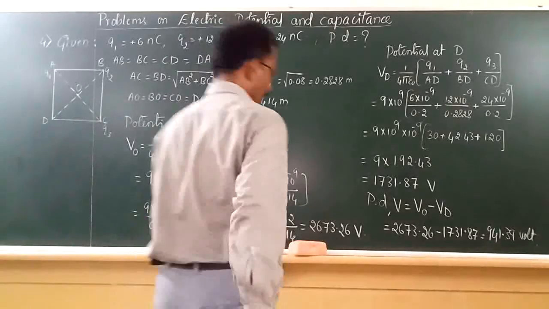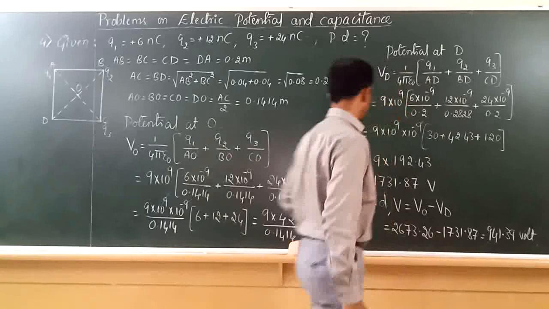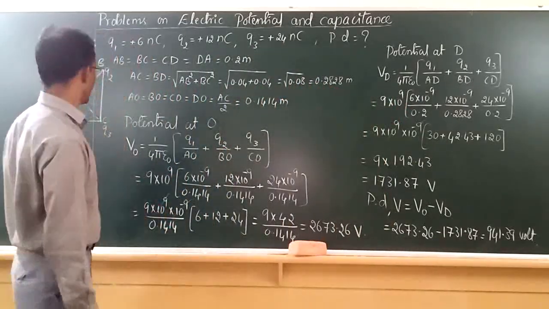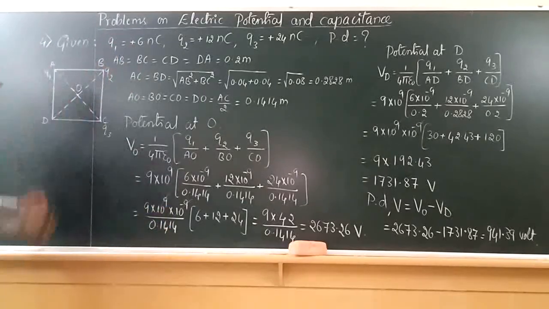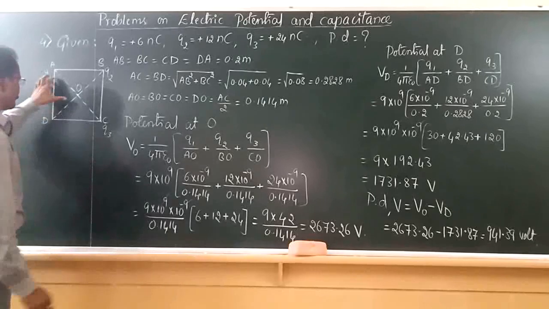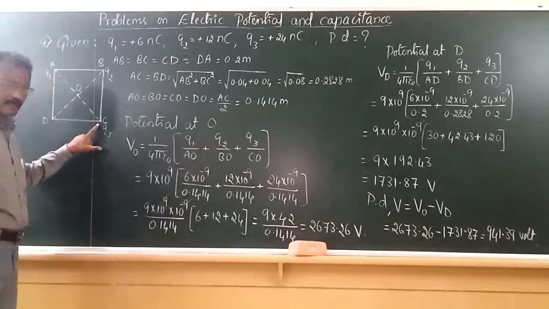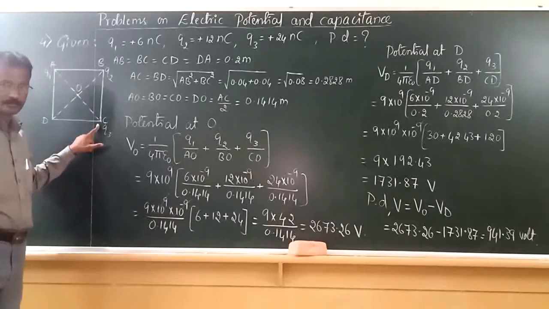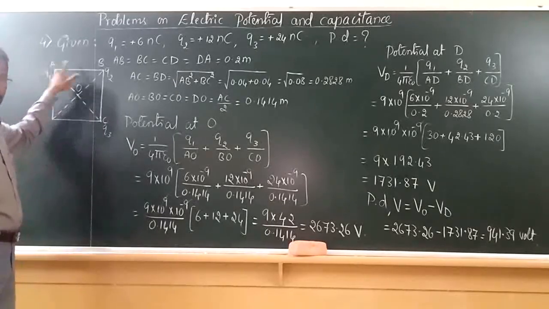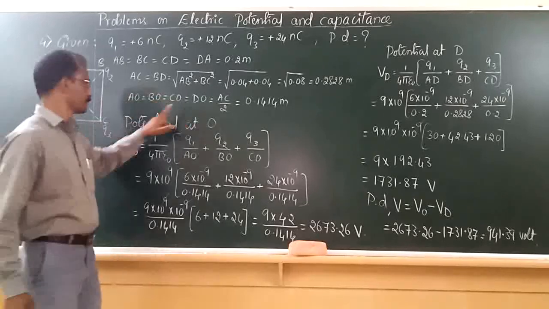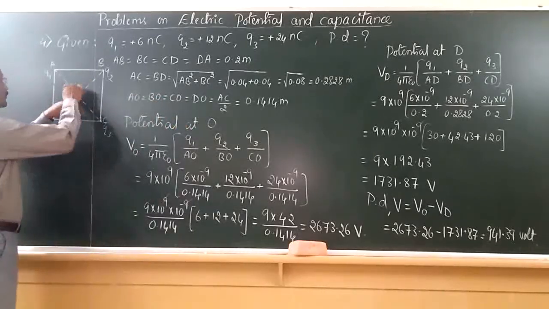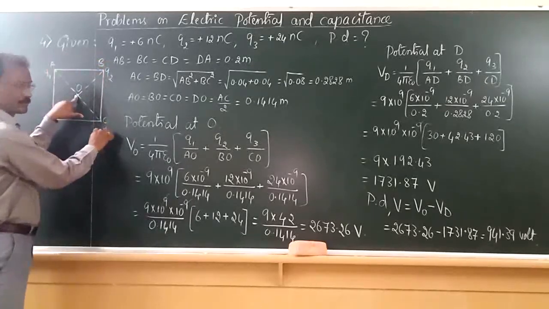So this is the potential difference between the point D and the center of the square. The square has charges placed at its corners. First find the diagonal distance, then find the distance of the center from each corner, then find the potential at O. Potential at O is due to Q1, Q2 and Q3.